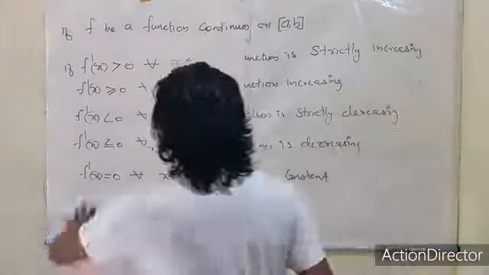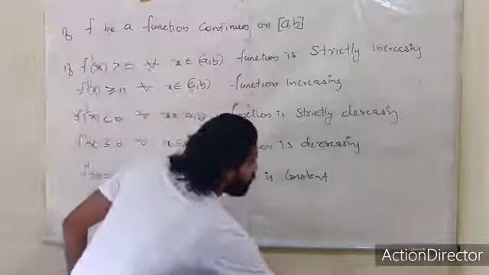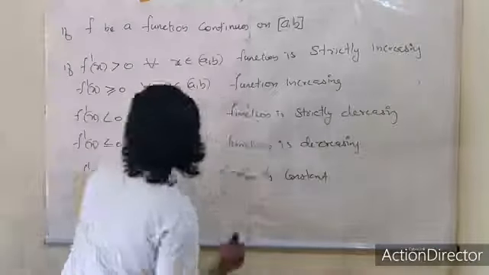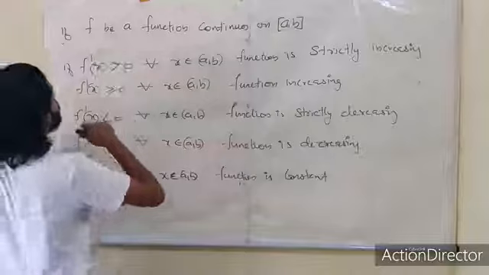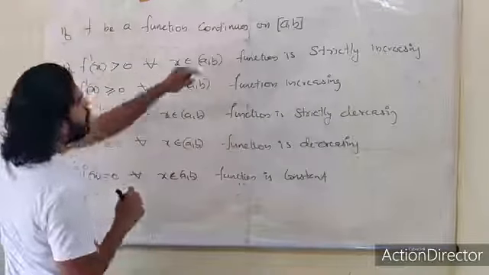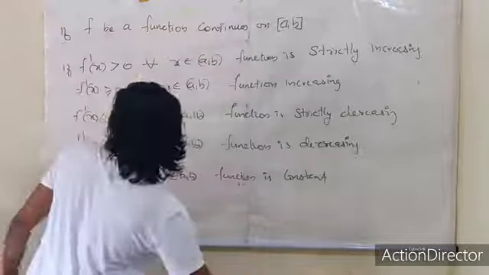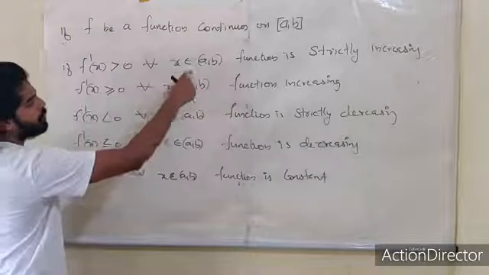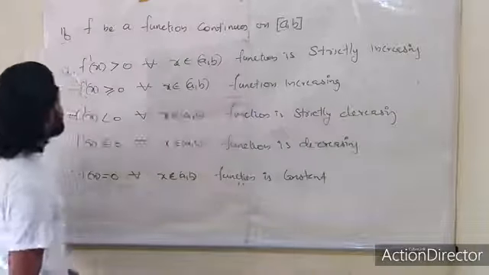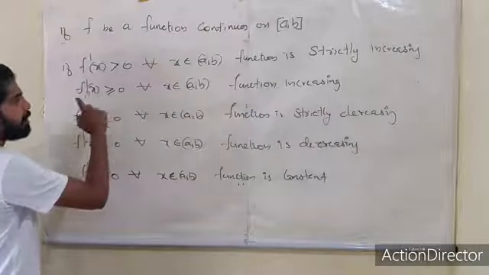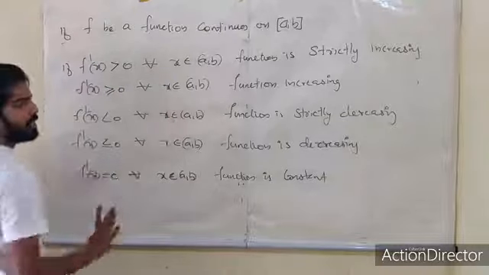Now write down the remaining part of this theorem. If f is a function continuous on the closed interval [a, b], and f dash is greater than 0 for all x belonging to (a, b), then the function is strictly increasing. If f dash is greater than or equal to 0, then the function is just an increasing function.